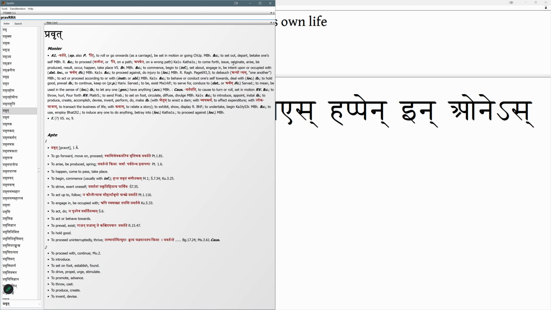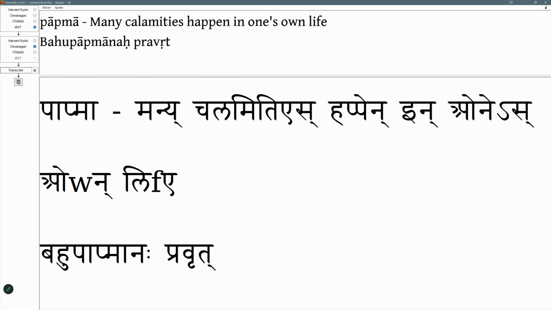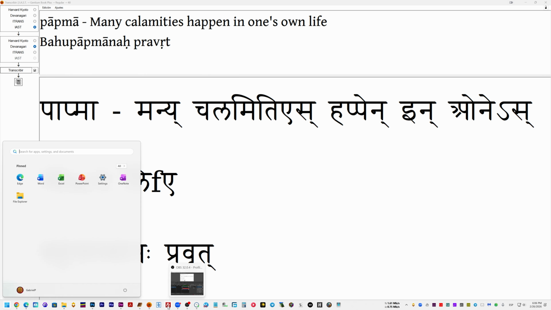Pravrit, to arise, to originate, to happen, to take place, to occur, is class 1 atmanepada, middle voice. Es clase 1, verbs class 1 atmanepada. Es verbo clase 1 atmanepada, middle voice, voz media.